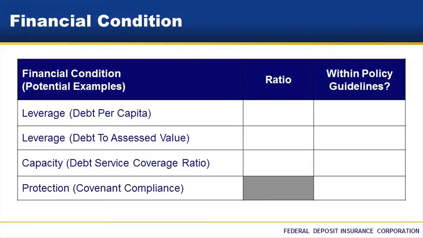The debt per capita and debt to assessed value ratios are measures of leverage and are typically associated with general obligation bonds. The debt service coverage ratio, a capacity-related ratio, is typically associated with revenue obligation bonds. Management may determine that other ratios are more useful and appropriate. The analysis utilized should be tailored to the risk profile of the bank's municipal portfolio.